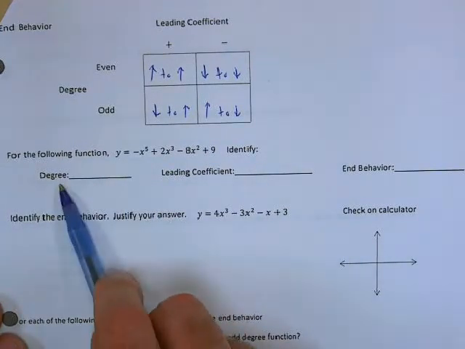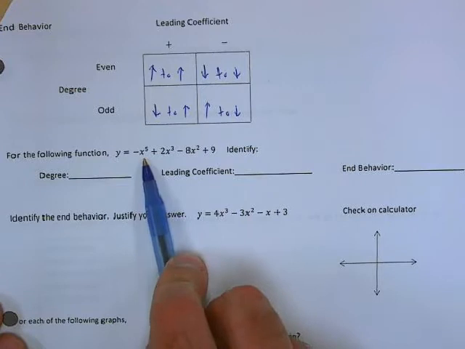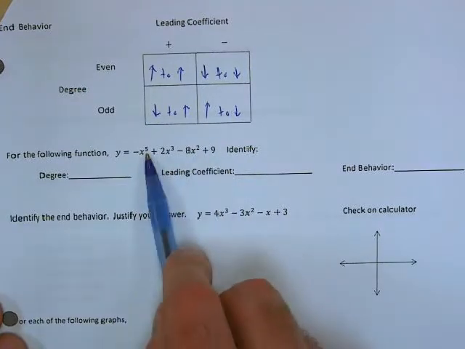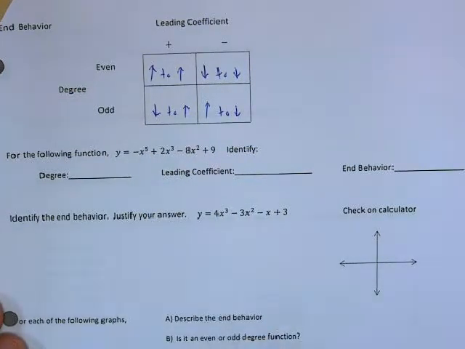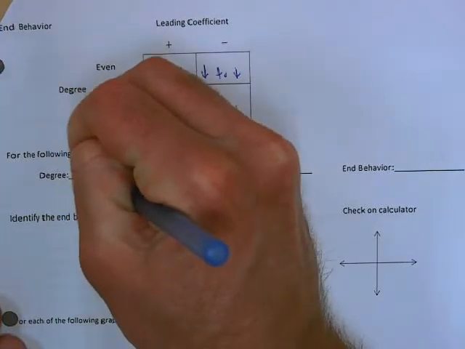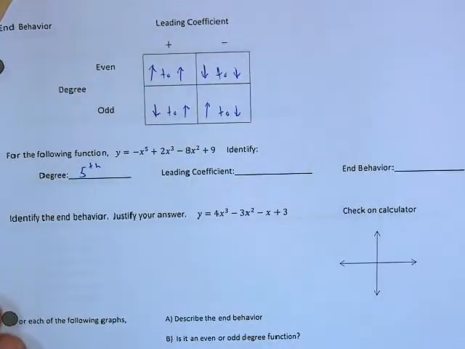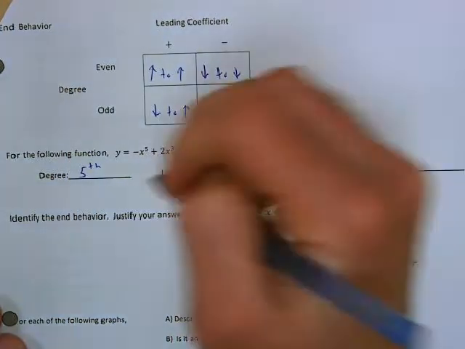First of all, what is the degree? Okay, so it's not always the first one. Double check and make sure that this is your highest power. And then, yeah, it is. So it's a 5th degree polynomial, which means it would have 5 answers. In other words, that means it's odd.